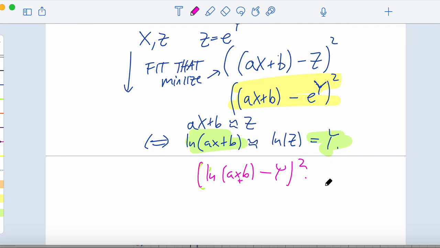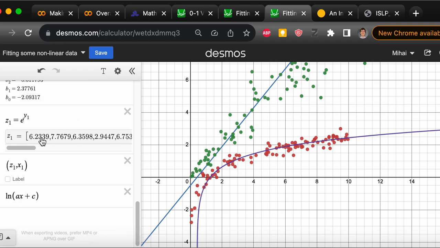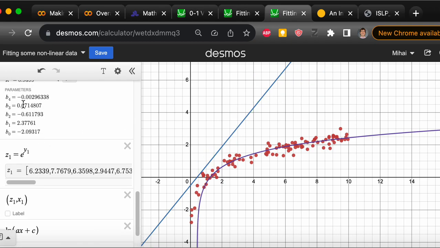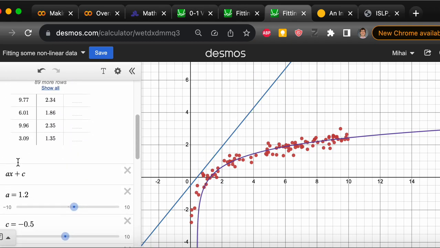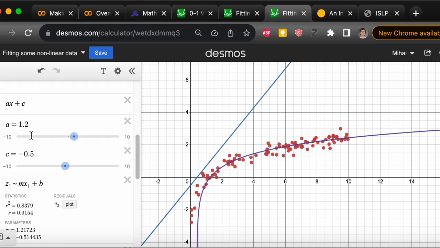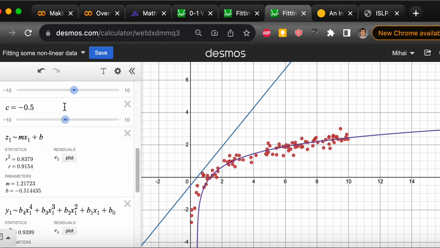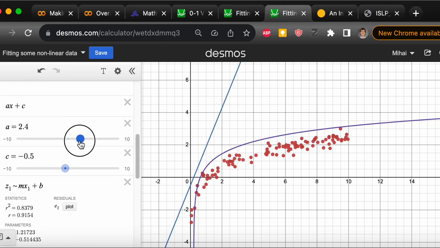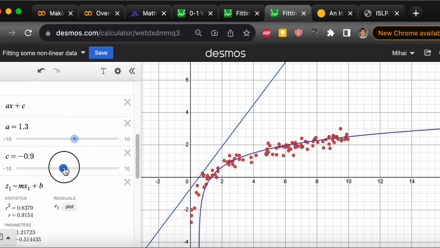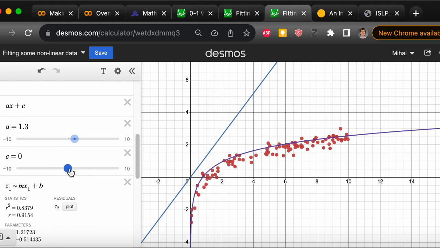This is a kind of nonlinear regression, using this ln function or this exponential function to do a nonlinear regression. You could think about it: we could have just gotten rid of everything and said, I'm thinking of the function ln of ax plus c, and can we just tune the parameters a and c so that this purple function matches the data as well as possible? That's what we did.